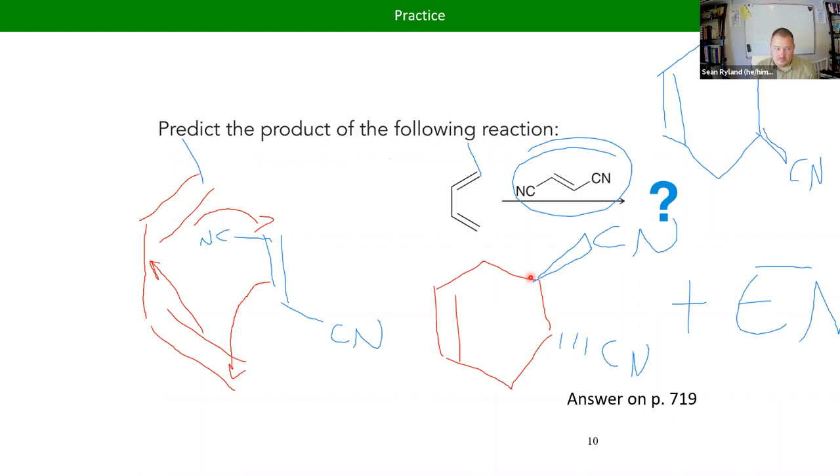Right, so the trickiest thing is to be able to visualize the transition state. And if you can do that, that's going to tell you where to put all of your substituents.